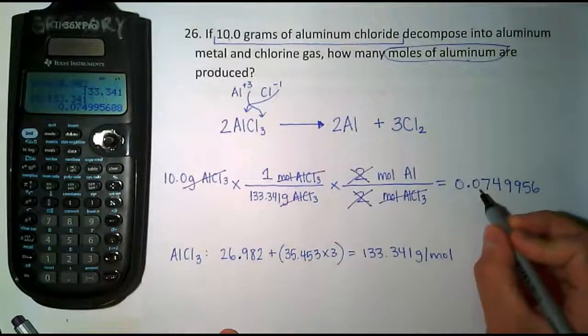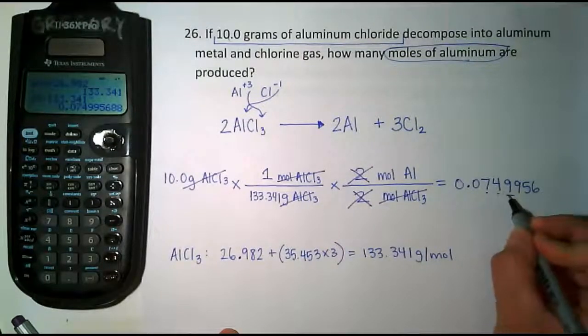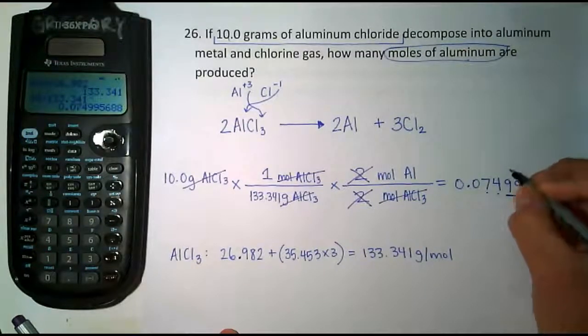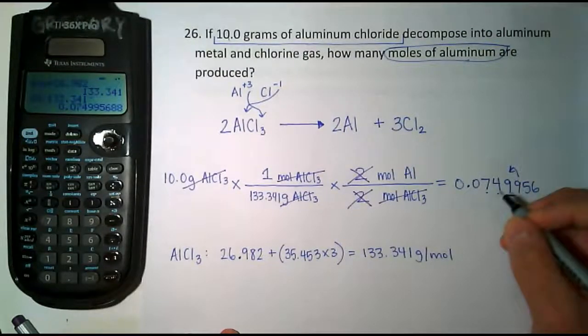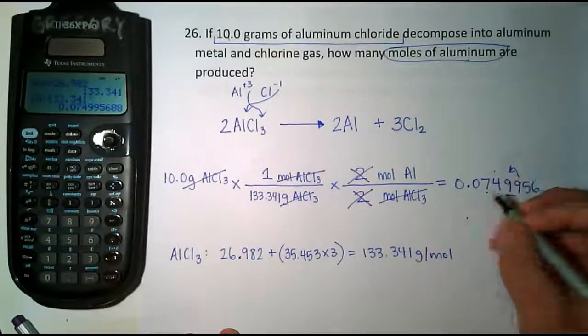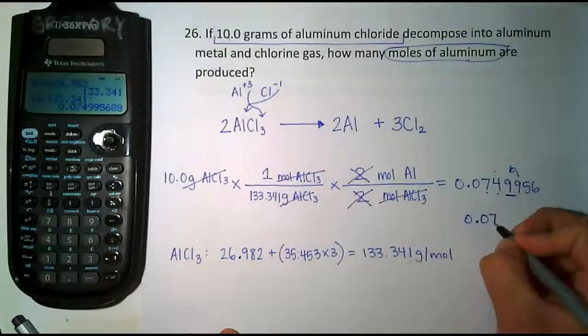So the leading zeros are not significant. So 1, 2, 3. This 9 is going to round up to 10 because it's greater than 5. So it's going to round up to 10, and then it's going to add a 5 to here. So this is going to round to 0.0750.